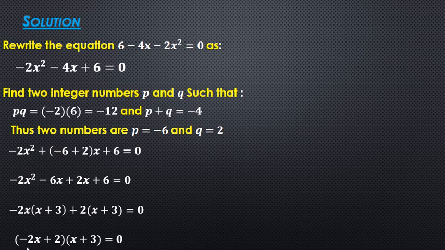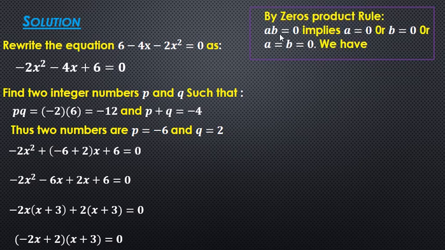To find the zeros of the product of two expressions, you must use the zero product rule. That means a times b is equal to 0 means a is equal to 0 or b is equal to 0 or both a and b are equal to 0. Then by this zero product rule, the equation minus 2x plus 2 times x plus 3 is equal to 0, which is minus 2x plus 2 which is equal to 0 or x plus 3 is equal to 0.